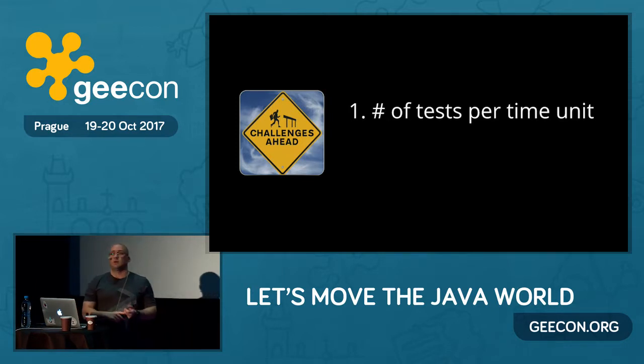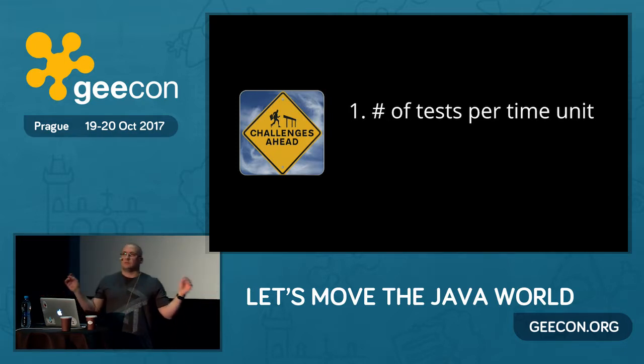Because the tests are slow, you get all those challenges, like getting the feedback faster, because if you have a lot of them, you want to run them concurrently, and they will start fighting for the resources.